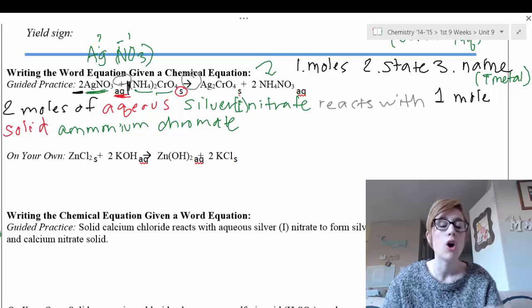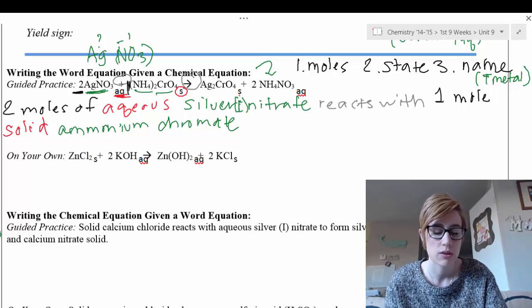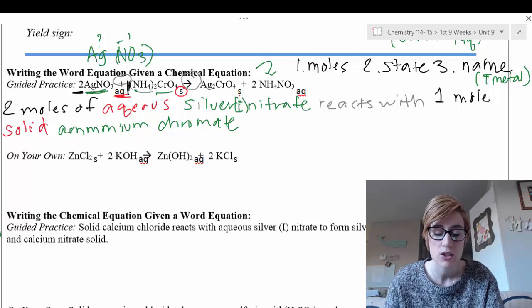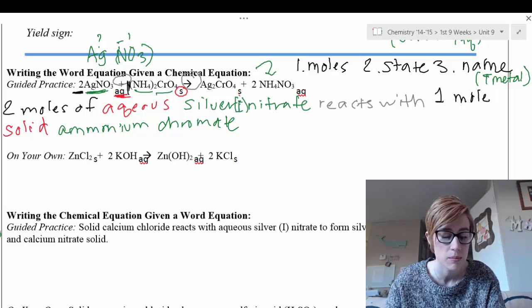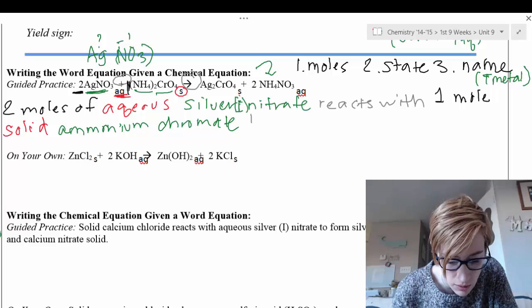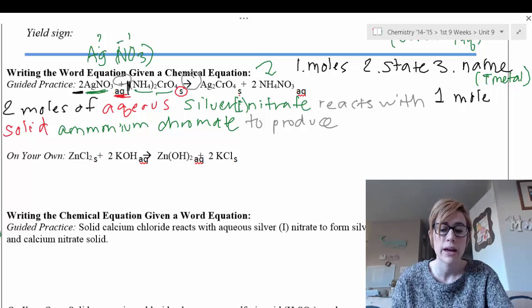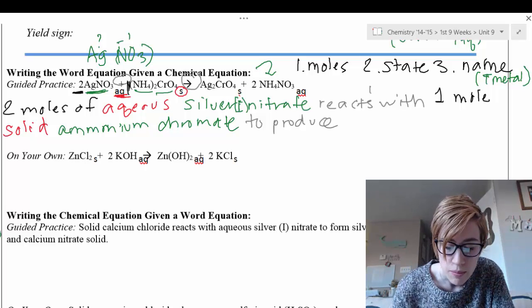The arrow always stands for produce, okay? So far I have 2 moles of aqueous silver 1 nitrate reacts with 1 mole of solid ammonium chromate. And then I'm always going to write to produce. That's my arrow. My arrow stands for to produce. My plus sign stands for reacts with, okay?